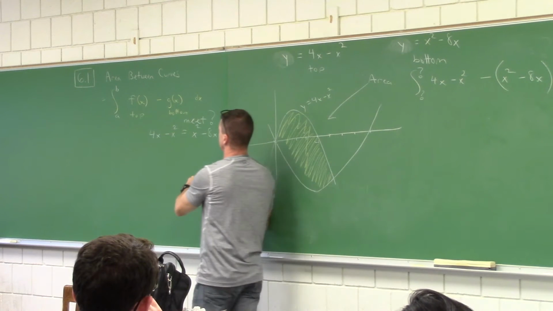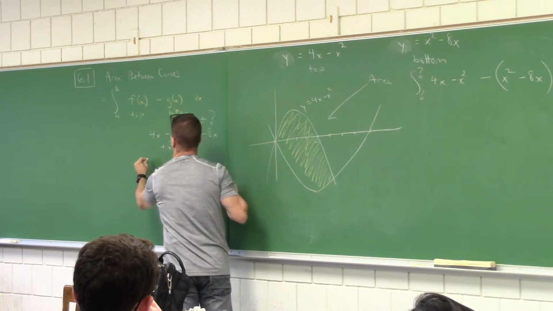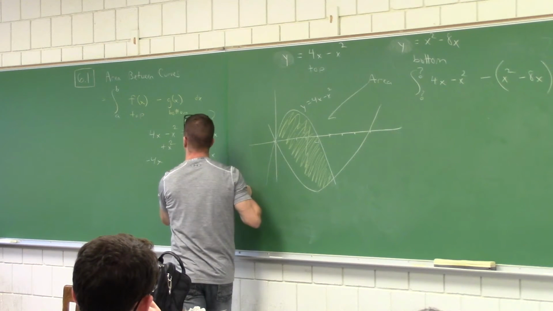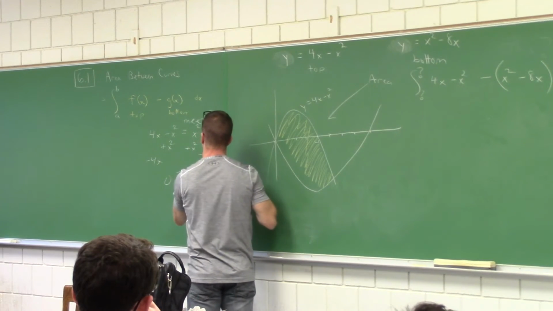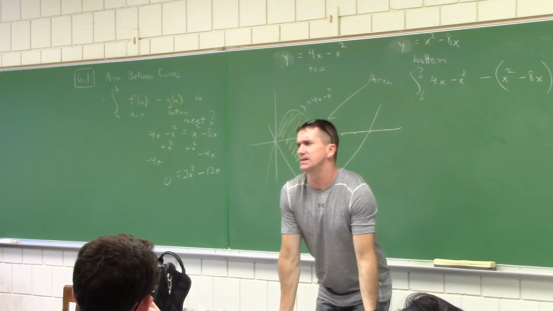And how do I solve something like this? I'm going to add x squared on both sides. I'll subtract 4x on both sides. 0 equals 2x squared minus 12x. Can you help me solve that? We don't need the quadratic formula.